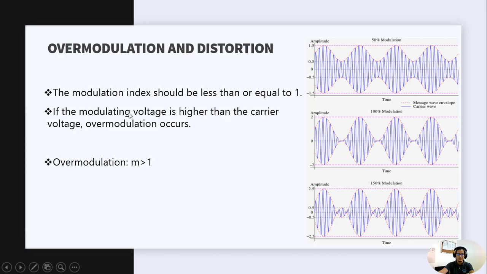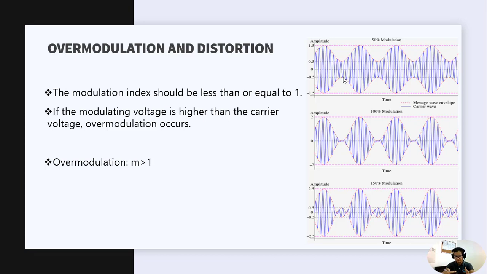Sabi nga, it should be less than or equal to 1. You can see here on the top part of the graph, this is an AM wave at 50% modulation. So mapapansin mo, yung minimum voltages sa positive alternation and negative alternation ay hindi nagtatouch. So this is 50% modulation. Ibig sabihin, M is 0.5.